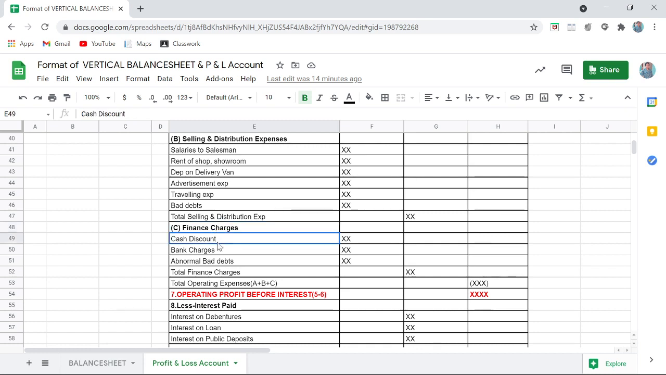Then under finance charges, we write all expenses which are related to finance. So for example, cash discount, bank charges, abnormal bad debts. If there are any abnormal bad debts, that will be written here.